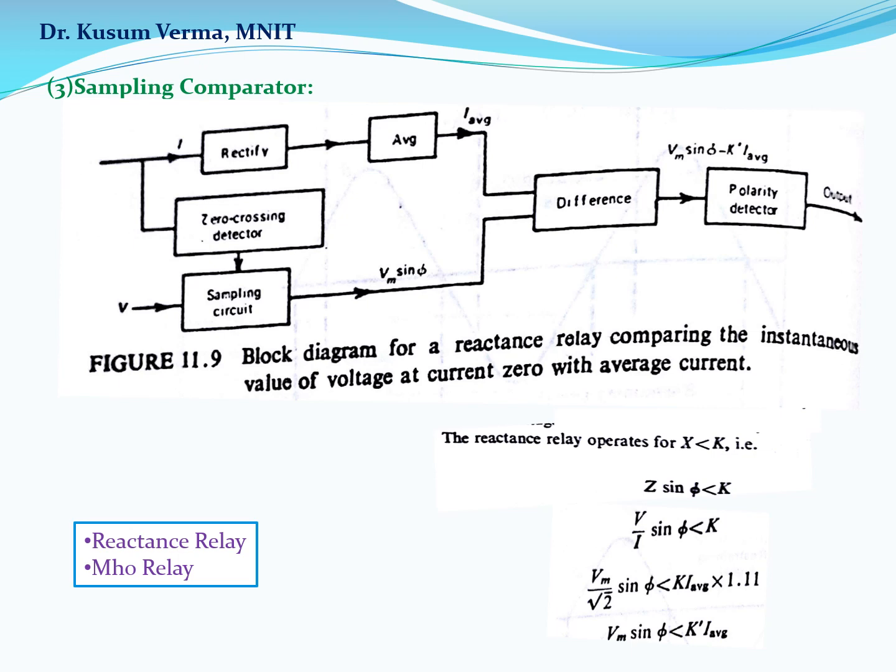Reactance characteristics is one such case where the instantaneous value of the voltage at the moment of current zero is compared against the rectified and smoothened value of the current. If the current lags behind the voltage by an angle phi, then the value of the voltage at current zero is Vm sin phi, and the reactance relay will operate whenever X is less than K. That is, Z sin phi is less than K.